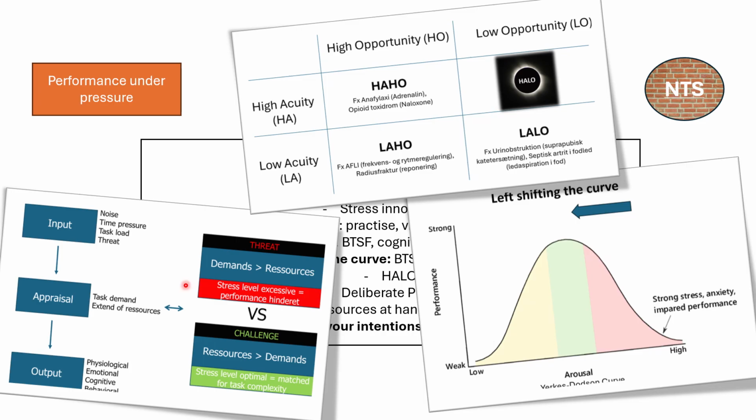Here are some of the models. This is a model I've made from Chris Hicks' paper on stress and stress inoculation. This is the Yerkes-Dodson curve, and left shifting the curve. Like when we're out here, we're all really stressed. We need to left shift it, right? So if we're in this, like demands over resources, then we're out here usually, and then we have to use these things that I just talked about to left shift our curve.